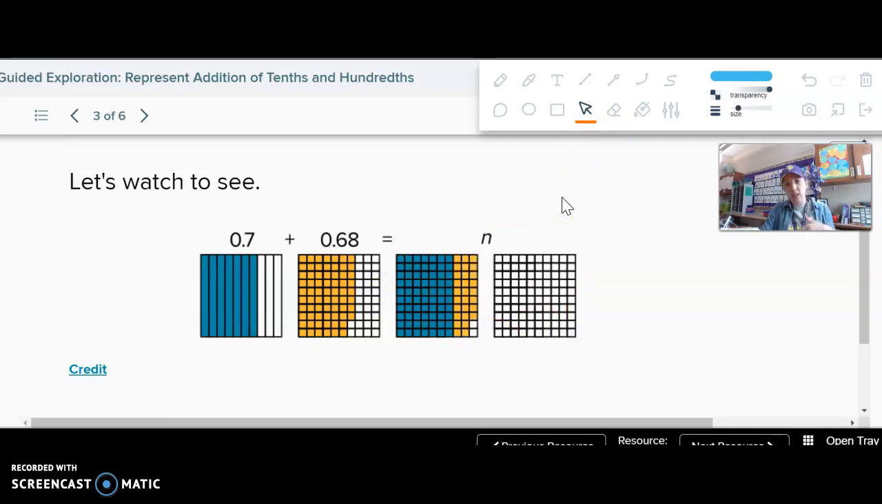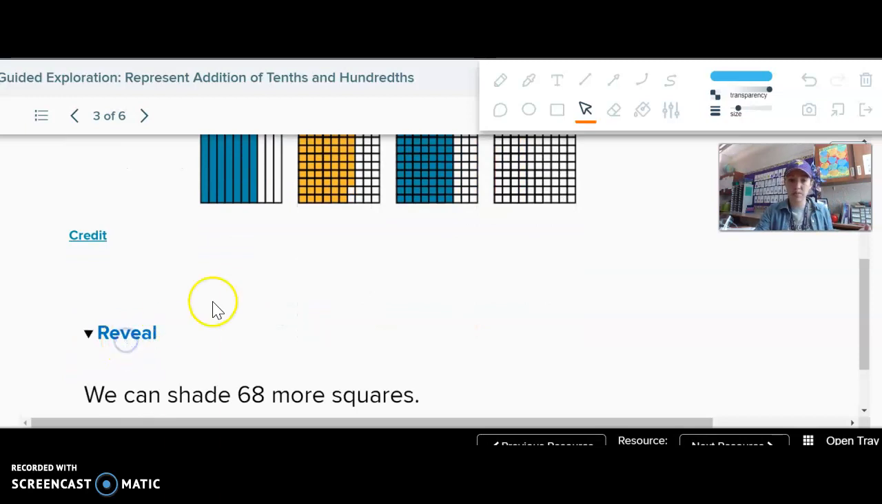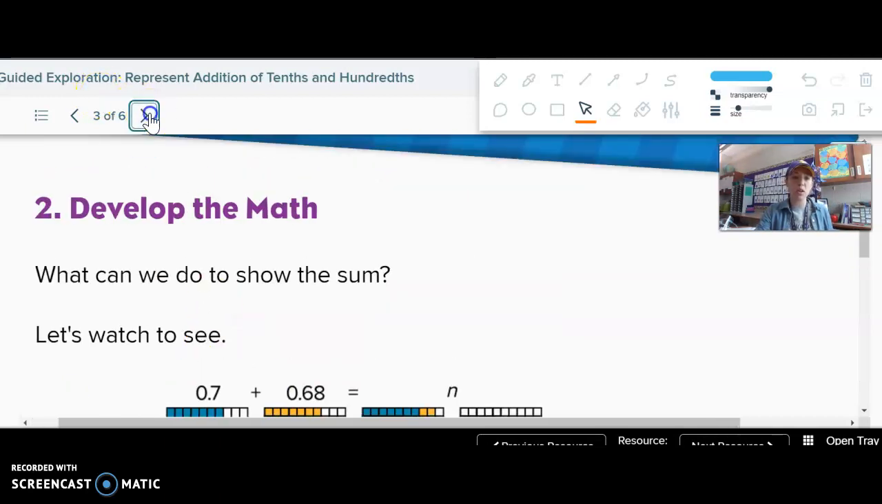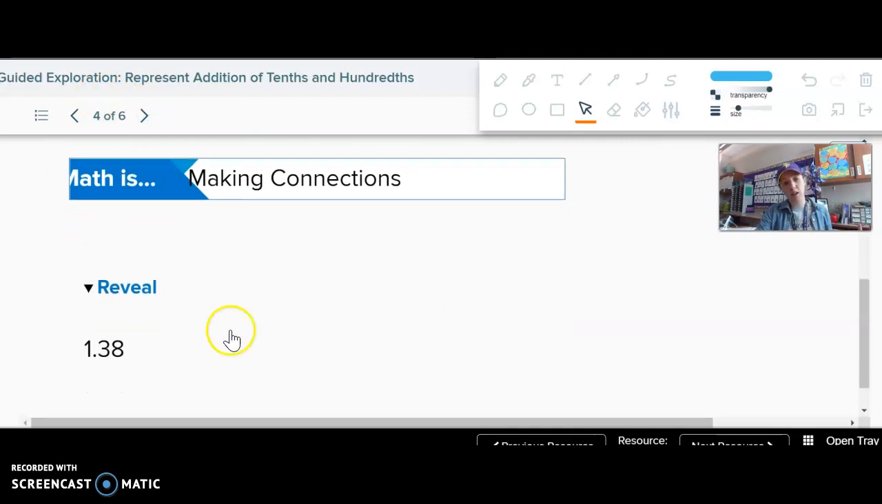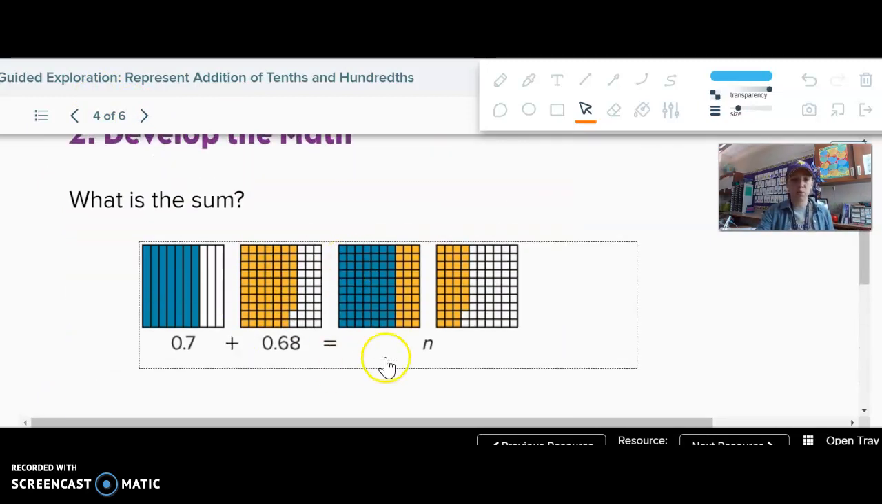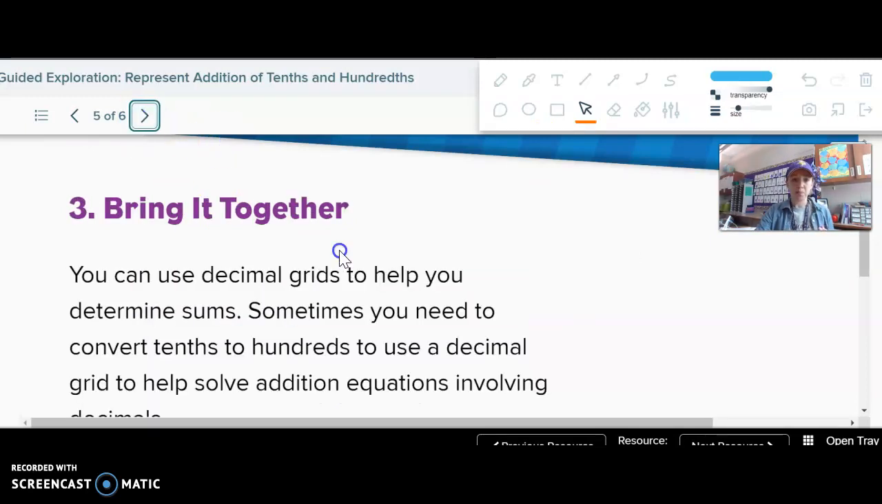Once we have the 7 tenths, then we can fill in 6 more rows and then 8. So then we can get our total and we can see, oh, I have 1 whole and then I have 38 more hundredths. So shade 68 more squares. Then, like I said, it is 1 and 38 hundredths. So I have 1 whole, 3 more rows, 8 little pieces. That's 38 hundredths is the size of the pieces.